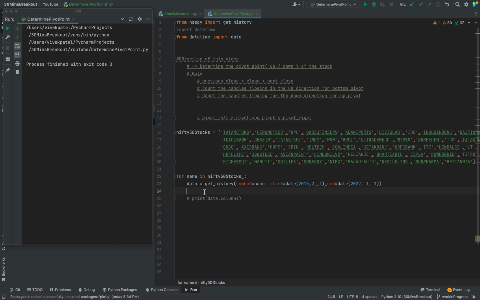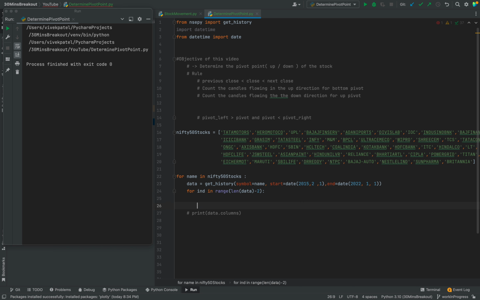So we will be running a loop in range, minus 2, because we are taking the next two candles also. So yeah, we will add a condition for this candle here.